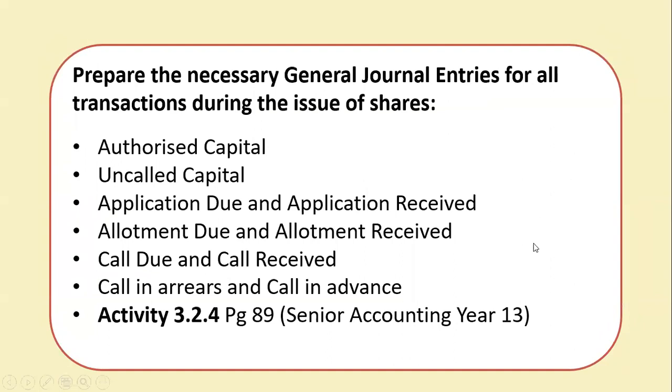So we have come to the end of our lesson, whereby we were looking at the general journal entries for all transactions during the issue of shares. So I hope you remember the journal entries. During the issue of shares, when the company is forming for the first time, we start off with the authorized capital. Can you still remember the entries for authorized capital? It was debit unissued and credit authorized capital.